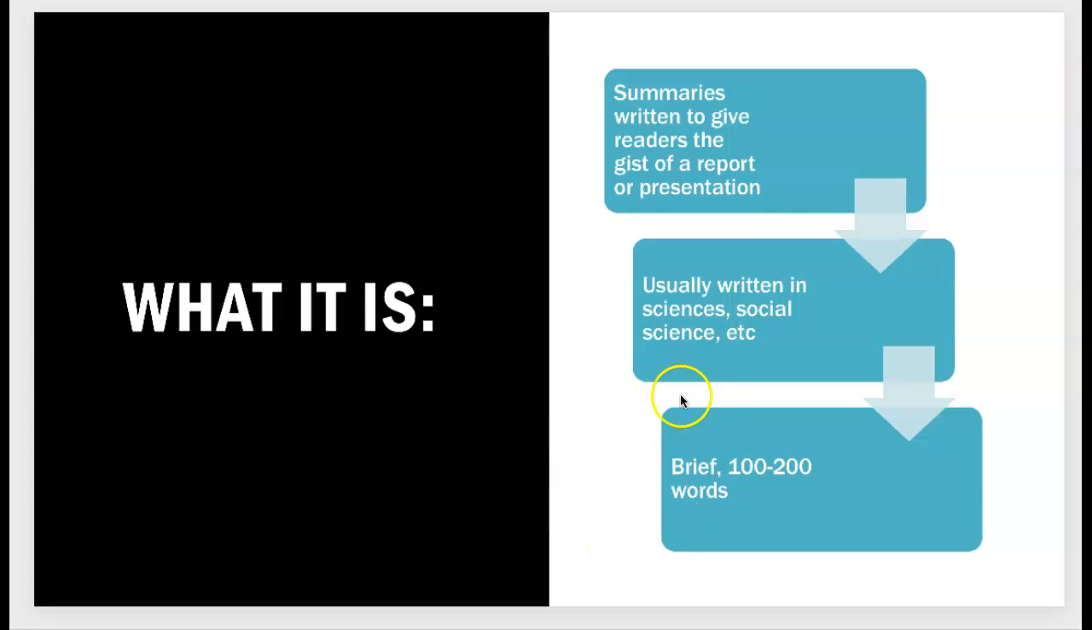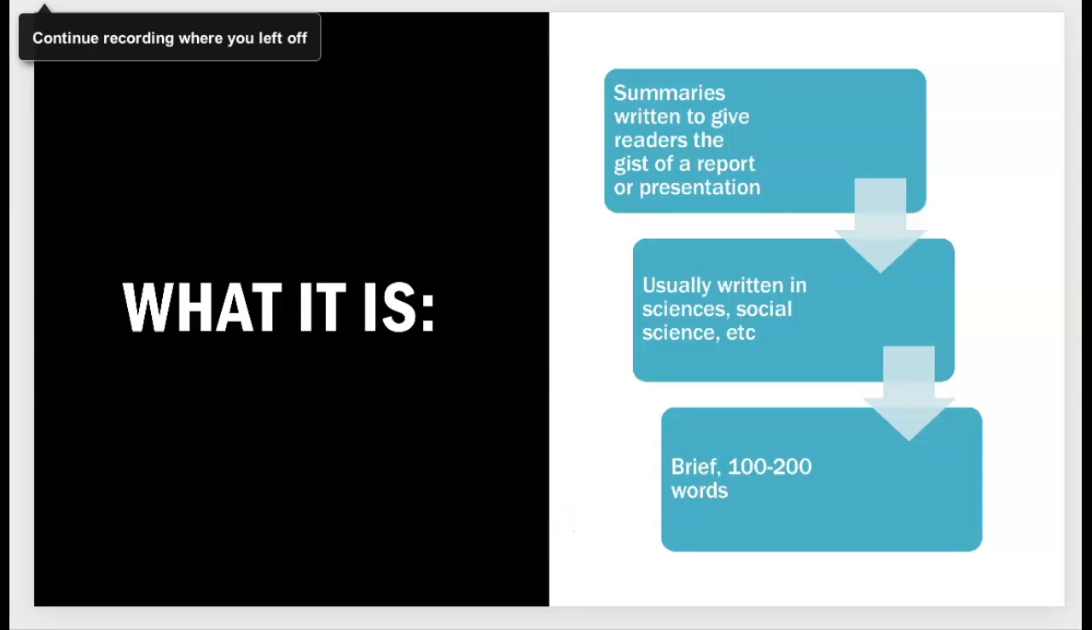But the key thing that I want you guys to take away, other than that it's kind of an overview or a gist of a longer presentation, is that it's brief. Abstracts are usually no longer than 200 words. And I know you guys are thinking, wow, 100 to 200 words, I can totally do that. However, it's a lot trickier than you think because you have to include a certain amount of information. So being concise and economical in your language is really important.